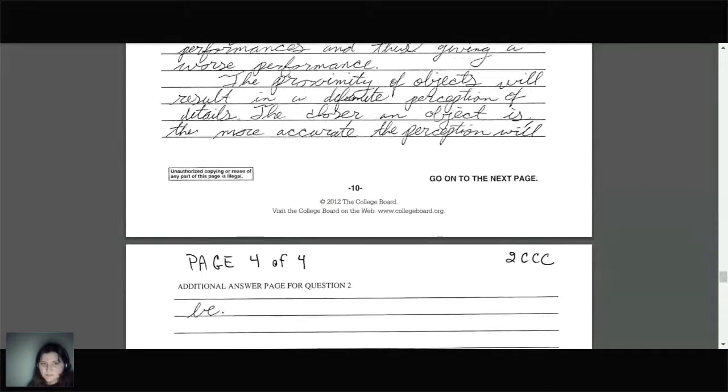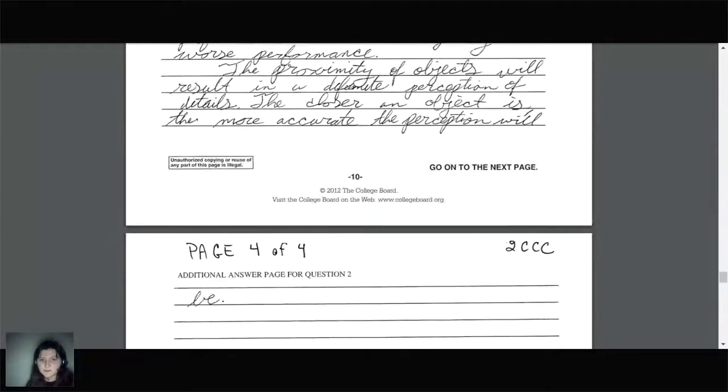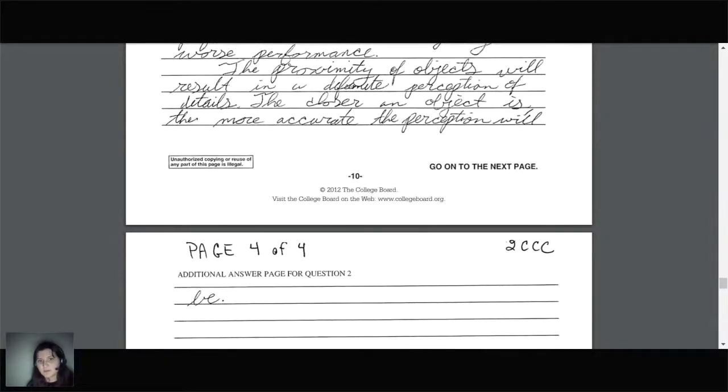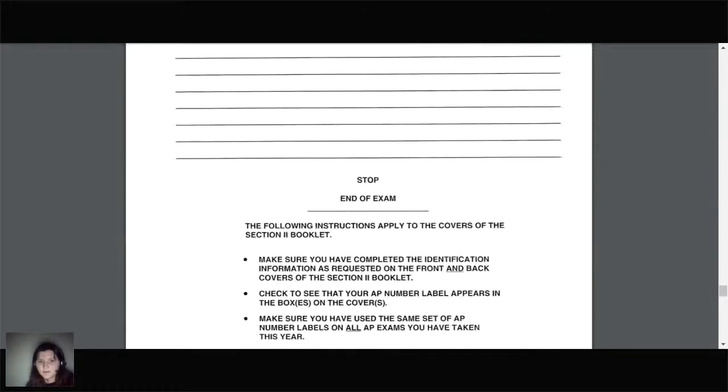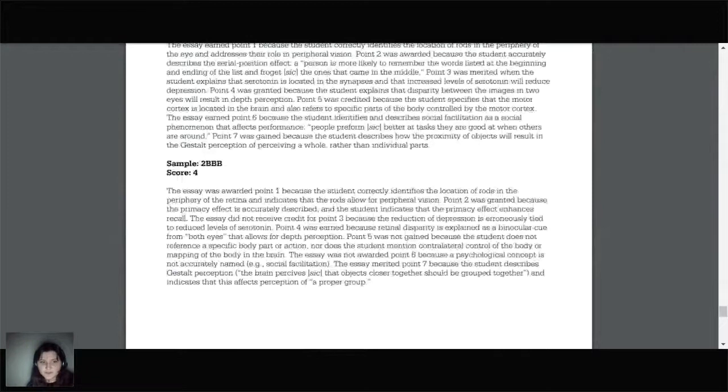Proximity of objects will result in a... kind of hard to read... of details. The closer an object is, the more accurate the perception will be. It's fairly vague. It didn't really use many vocabulary terms. It used proximity and perception, but it didn't really go in depth about the process and the correlation between. And then there's some official commentary below as well.